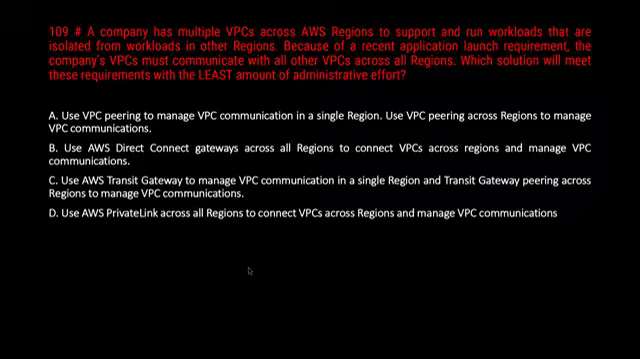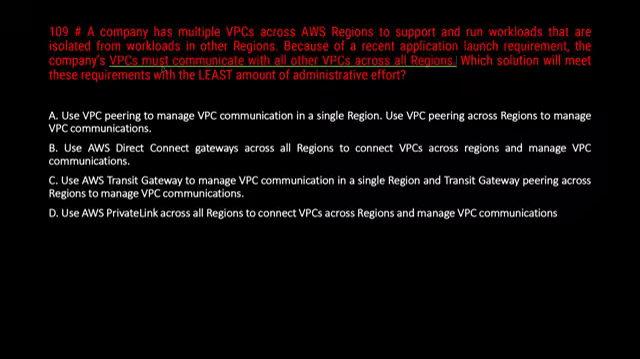A company has multiple VPCs across AWS regions to support and run workloads that are isolated from workloads in other regions. Because of a recent application launch requirement, the company's VPCs must communicate with all other VPCs across all regions.